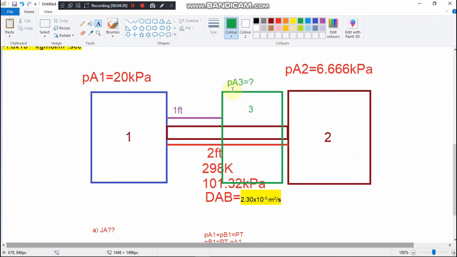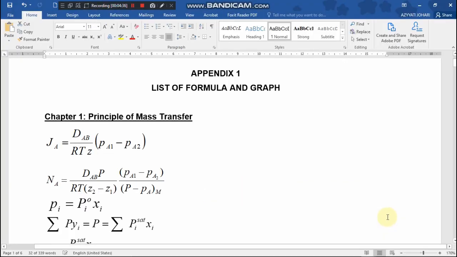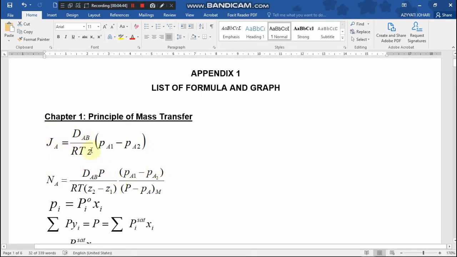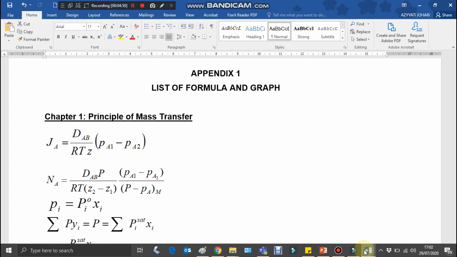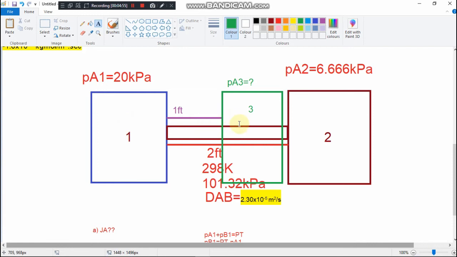Alright, so for this kind of case study, as you want to calculate the value of PA3, and it is equimolar counter diffusion, we still need to apply this equation. So JA is equal to DAB over RTZ multiplied with PA1 minus PA2, but we know that the movement of the molecules will start to move from point 1 to point 3. You just neglect point number 2. So it is just between chamber 1 and chamber 3. So the partial pressure will move from PA1 to PA3.